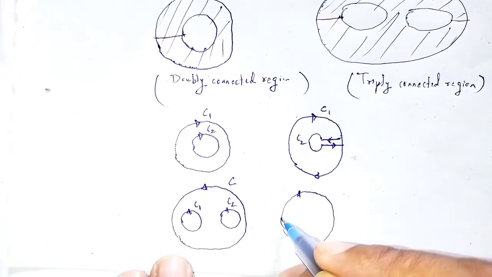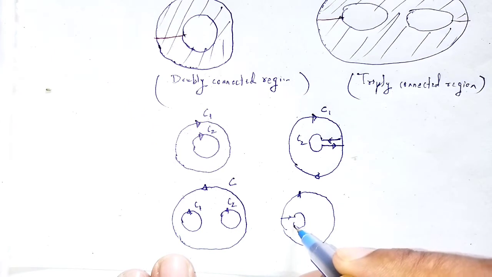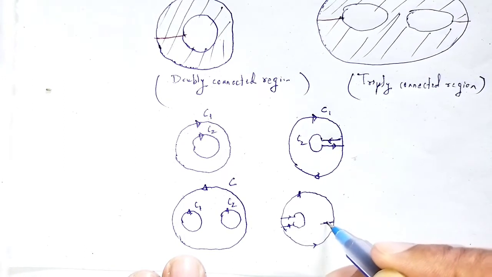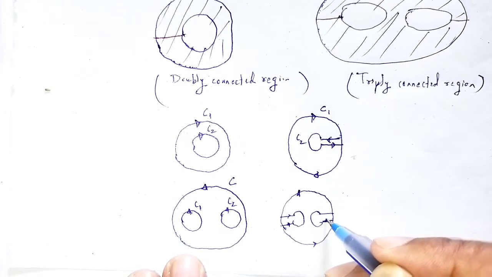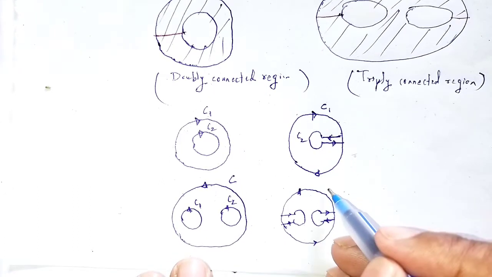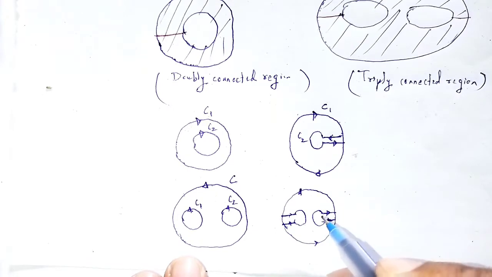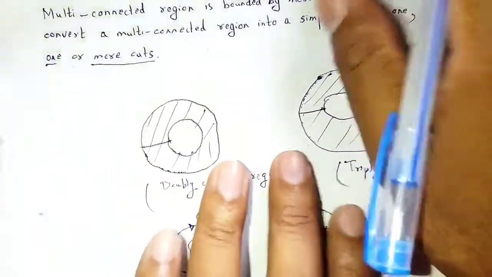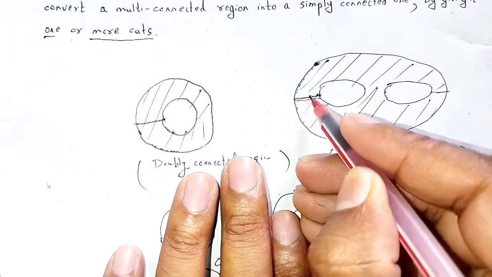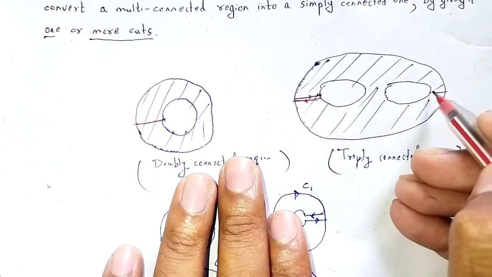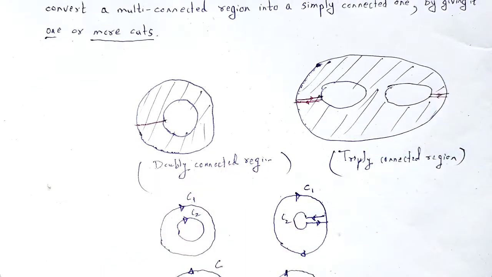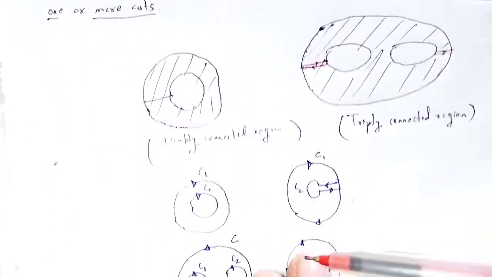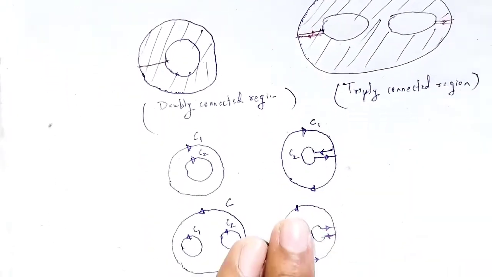Here I prefer a cross cut like this. In that case, again we prefer a cross cut. This is a cross cut, that is a cross cut. To convert that triply connected region to a simply connected one, a cross cut is made like this, a small one is going, another one is coming, then it is converted into a simple one. In this way, we referred what is simply connected region and what is multiply connected region, and how we convert a multiply connected region into a simpler one.